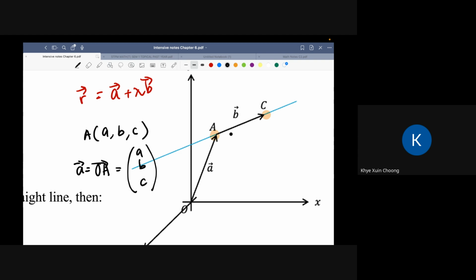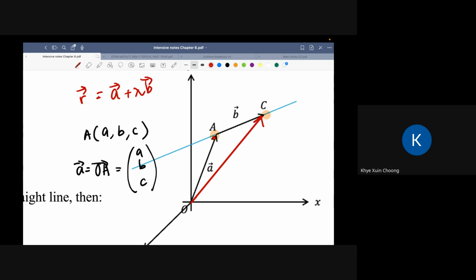Okay, then how about the direction vector? If you need a direction vector, you just need any vector that is parallel to the line. So if you have 2 points on the line, then you can say that AC is the direction vector. How to find AC?